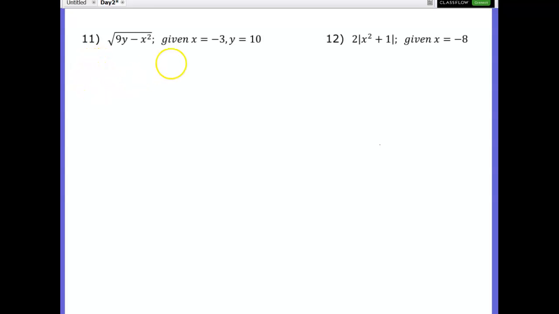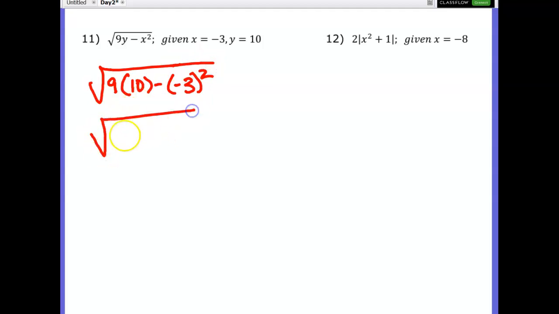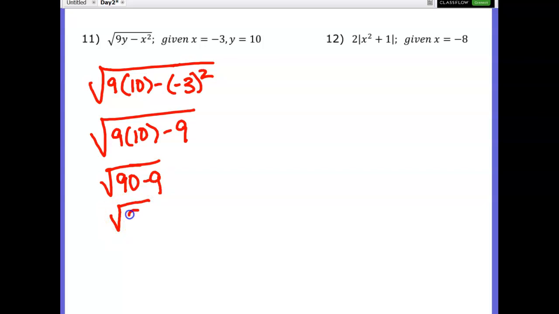All right, so I'm going to plug this in. I've got 9 times 10 minus negative 3 squared, and that's under the radical sign. So we do our exponent: negative 3 squared is 9. So this becomes 9 times 10 is 90. 90 minus 9 gives me the square root of 81. The square root of 81 is equal to 9. So your final answer would be 9.